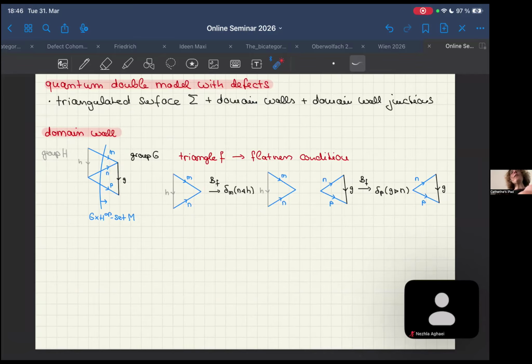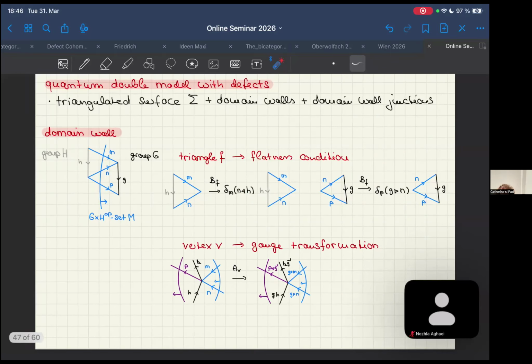We can assign to each triangle a flatness condition, but instead of saying certain group elements are equal, we just say that these 2 blue elements are related by the action of the gray element. So here M must be equal to the right action of H on N that we see. And here we have M. And similarly here we say that P is given by a left action of G on N.